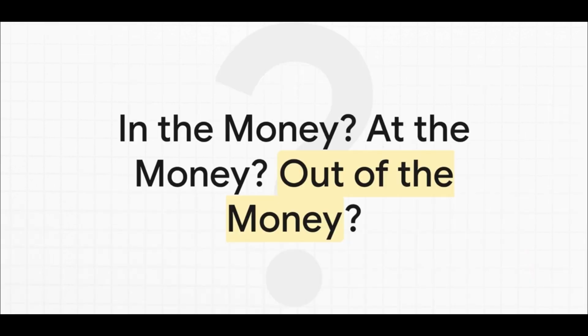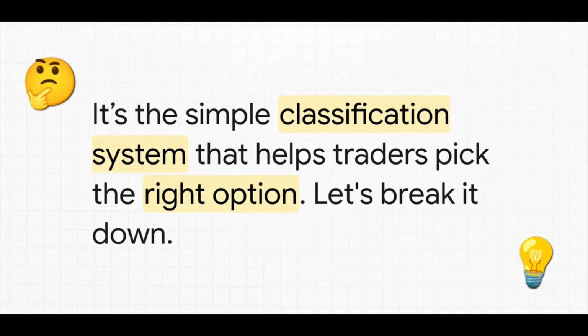Right, so you've definitely heard traders throwing these terms around: ITM, ATM, and OTM. Look, this isn't just a bunch of fancy jargon to make things sound complicated. It's actually a super useful classification system that tells you pretty much everything you need to know about an option's status in a single glance. By the time we're done here, you're going to be able to look at any option and know exactly what's what. The best part? This whole system comes down to just one single core concept. You get that one thing, and I promise the rest just falls right into place.